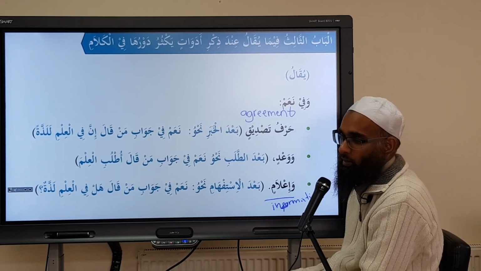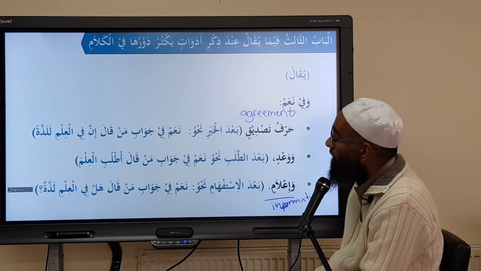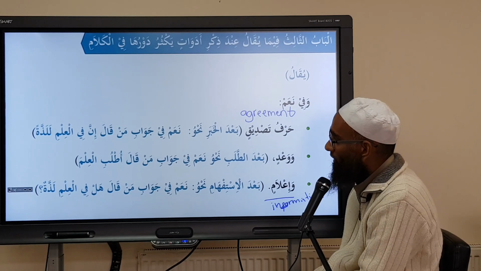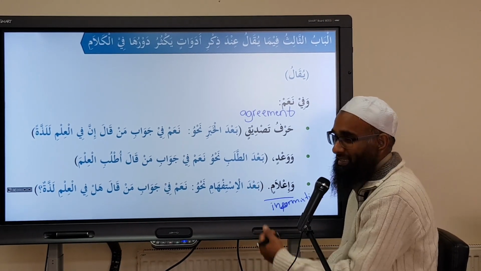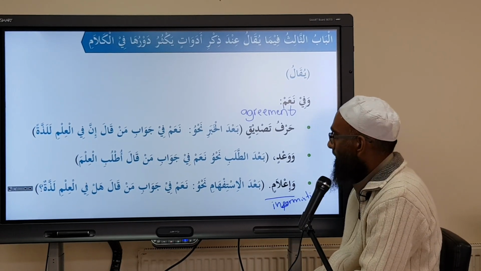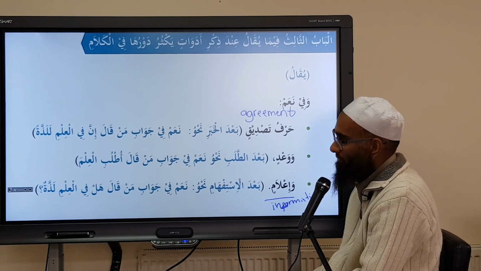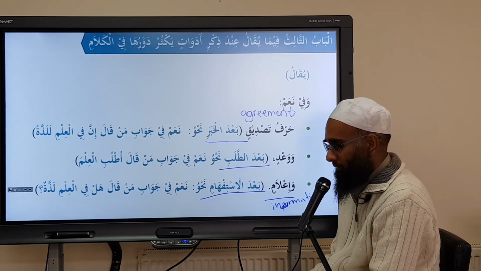هذه الجمل المكتوبة في اللون الأزرق ليس في الكتاب. إنما أضفته تمثيلا لكم. I've only added these blue as examples. They're not in the book. Because if you said حرف التصديق ووعد وإعلام, what's the difference? So it only depends on what it comes after. بعد الخبري, بعد الطلبي, بعد الاستفهامي.